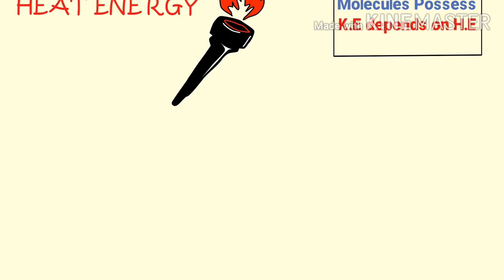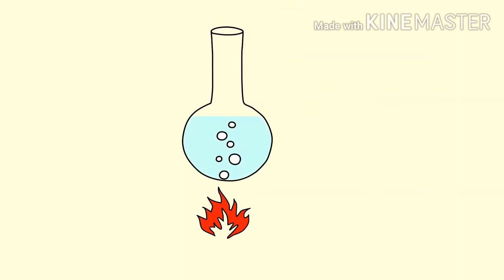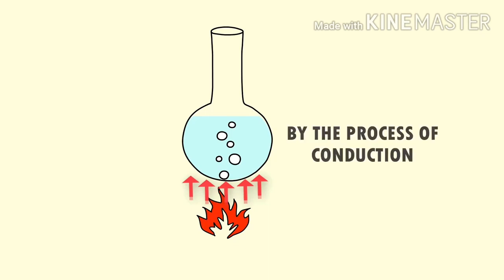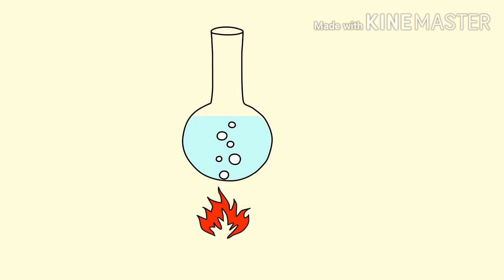Another example of convection is boiling of water. Let's consider that we place an object filled with water on fire. Now there is contact between fire and this conical flask. So by the process of conduction, heat energy from the fire would transfer to the water. Now water being a fluid, its molecules will absorb heat energy from the flask and will rise up.